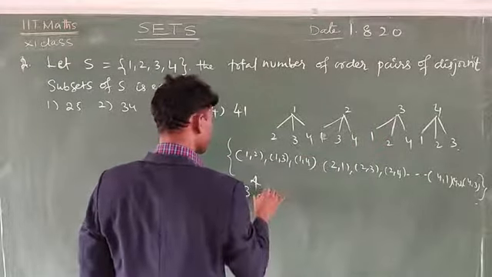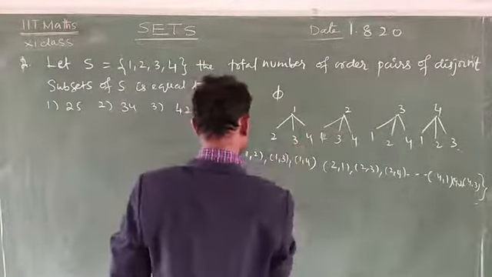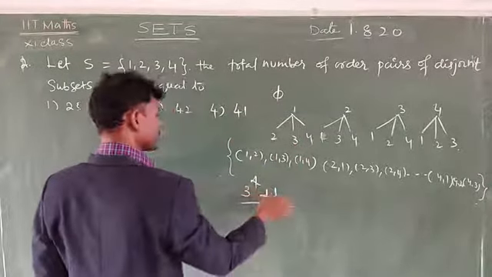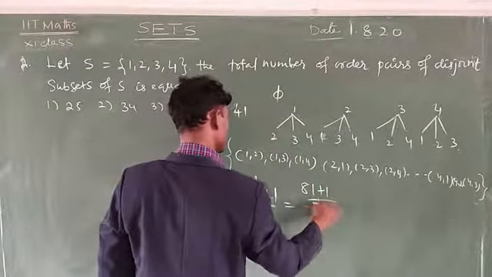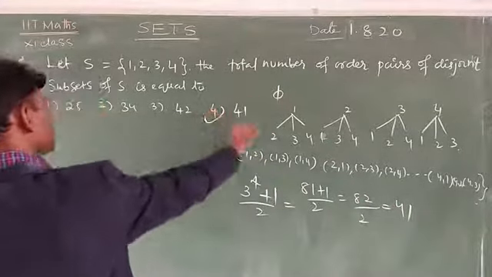4. So 3 power 4 plus 1, that is the null set. The null set is a subset of all sets, divided by 2. Here 3 power 4 is equal to 81, plus 1 is 82, by 2 is equal to 41. Our option is the fourth one. Note down.